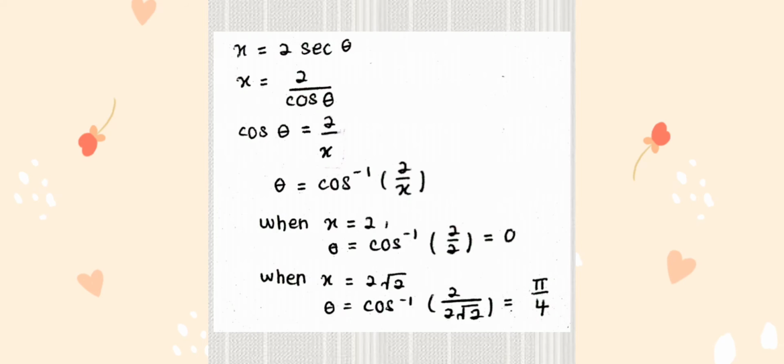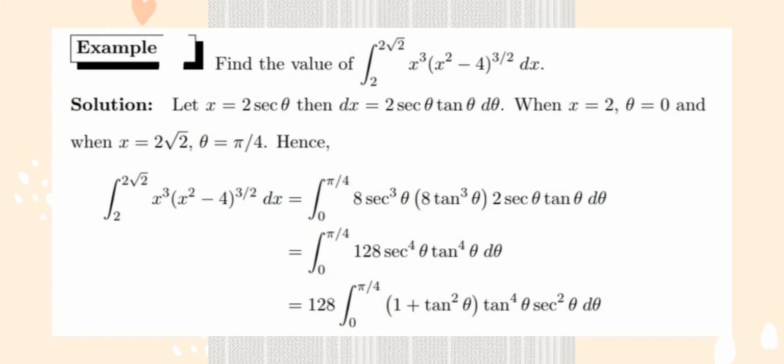Let's find the limit with respect to theta. The x equals 2 secant theta, so x equals 2 over cos theta. And then theta will be cosine inverse 2 over x. When x equals 2, theta will be 0. When x equals 2 square root 2, theta will be pi over 4. Next, we substitute x equals 2 secant theta and dx equals 2 secant theta tangent theta d theta.